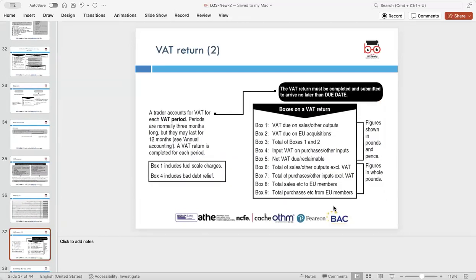VAT returns, VAT accounting and submission. VAT accounting is a fundamental aspect of managing taxes for businesses. How it works: VAT periods. Traders are required to account for VAT for each VAT period. These periods are typically 3 months long, but may extend to 12 months under the annual accounting scheme. Then VAT return completion. A VAT return must be completed for each period, detailing various aspects of VAT transactions.